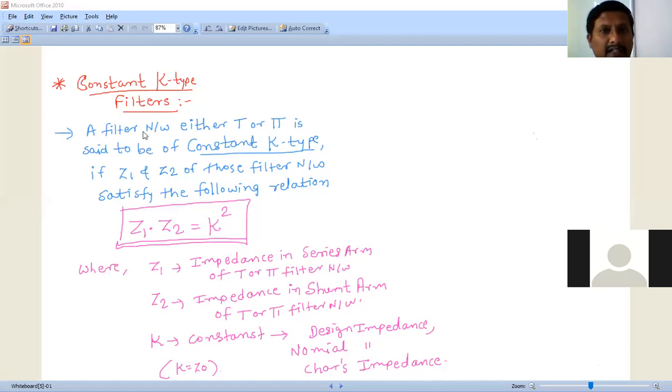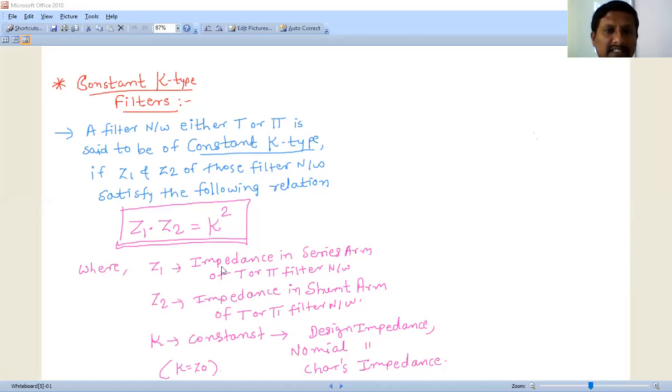So why are the passive filters which we are going to learn in this chapter called constant K type? If they follow the following relationship: Z1 and Z2 of the filter network satisfy Z1 into Z2 is equal to K square, where Z1 is the impedance in the series arm of either T or pi, and Z2 is the impedance in the parallel arm, or we can call it the shunt arm, of the T or pi filter network. K is the constant value.